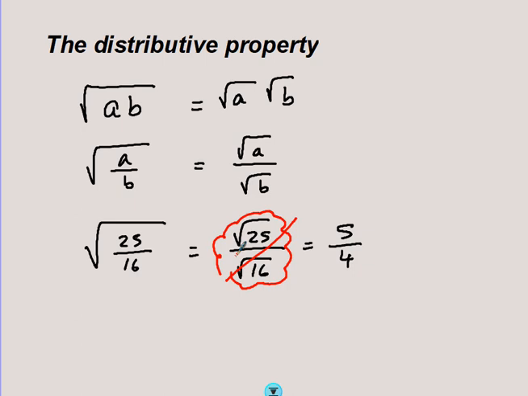Also, the distributive property works in both directions. So if you find root 3 times root 5, you should know that this equals root 15. So it's a two-way relationship, from left to right or from right to left.